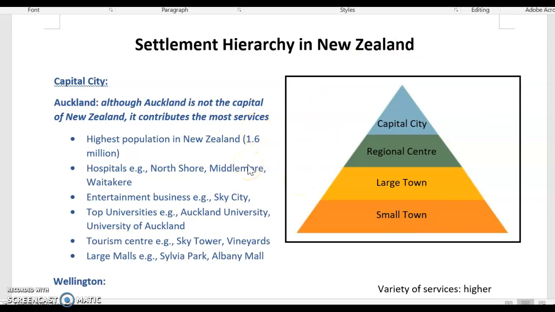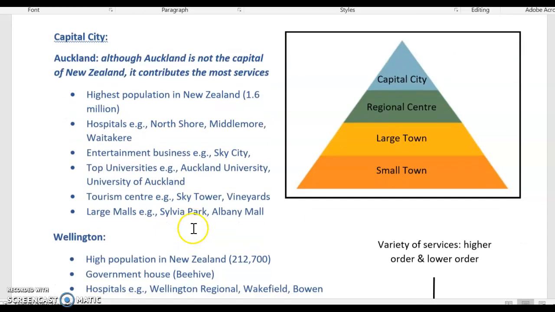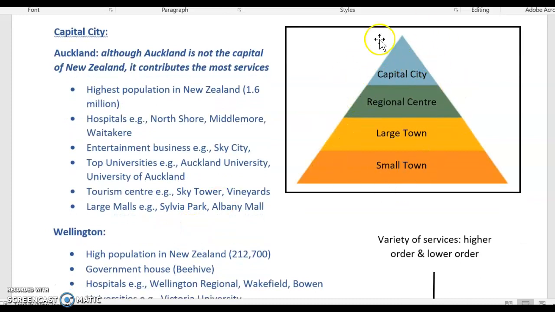You need to know New Zealand's settlement hierarchy. Okay, you absolutely need to know that for pre-Q and to be able to comment on the different types of size of New Zealand's towns and cities and how it contributes to the classic settlement hierarchy.